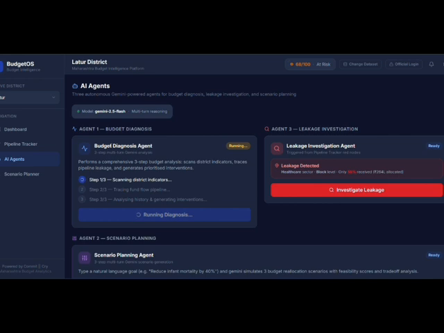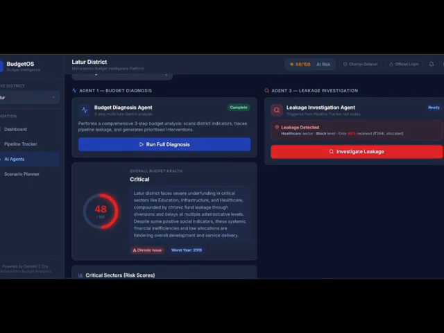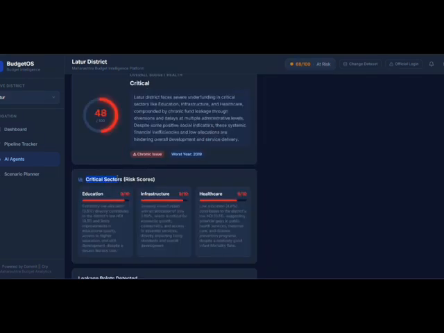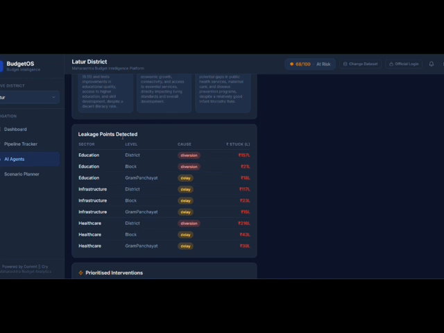Now this AI agent, after analyzing everything, generated a report that the overall budget health of Latur district is critical, and Latur district faces severe underfunding in critical sectors like these. The critical sectors are these: education is the main risk factor, then infrastructure, and then health.